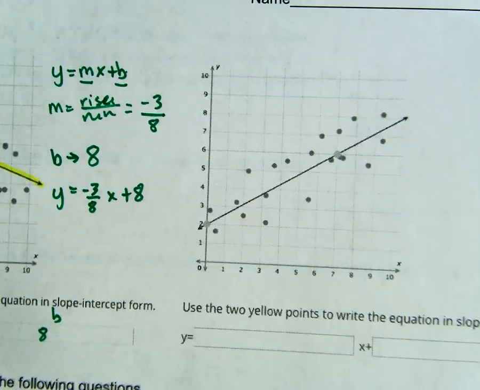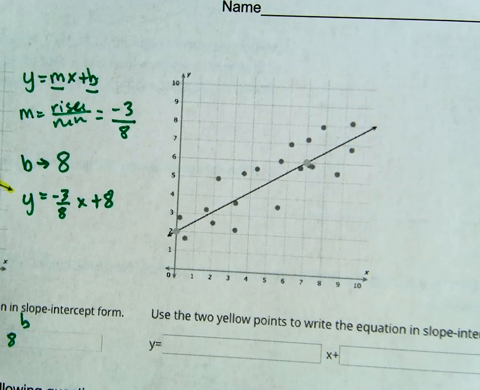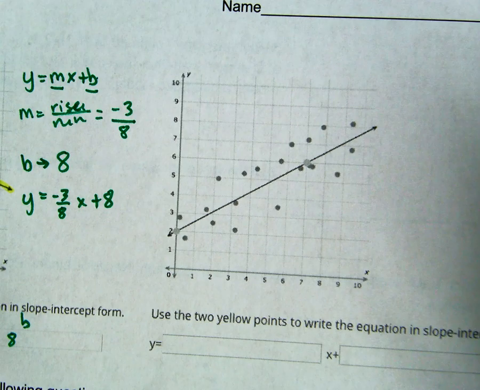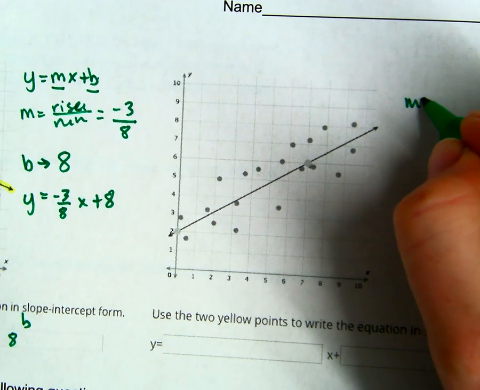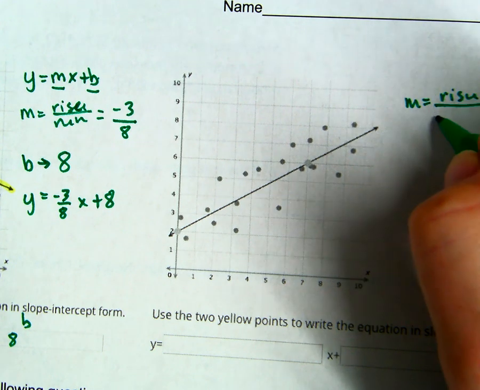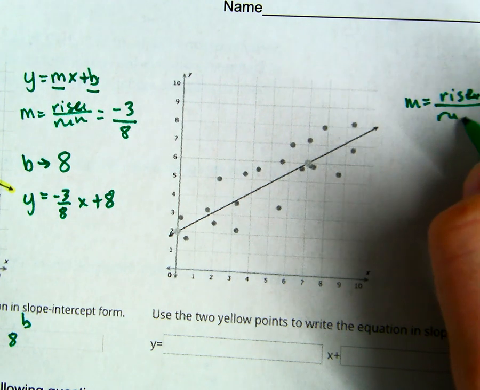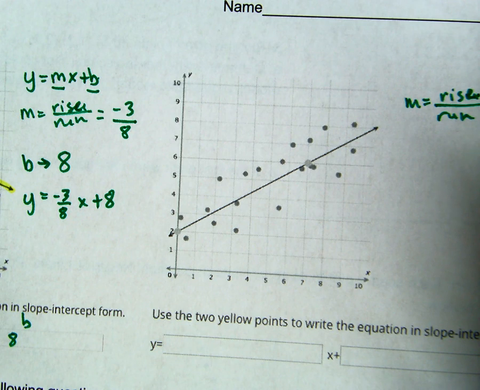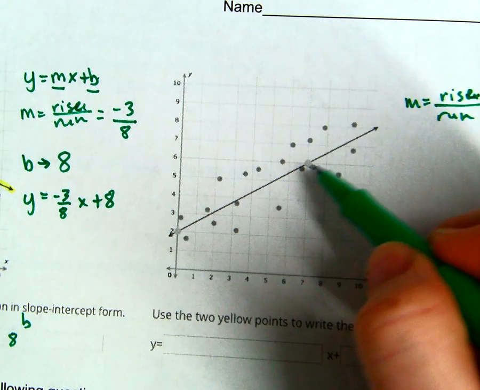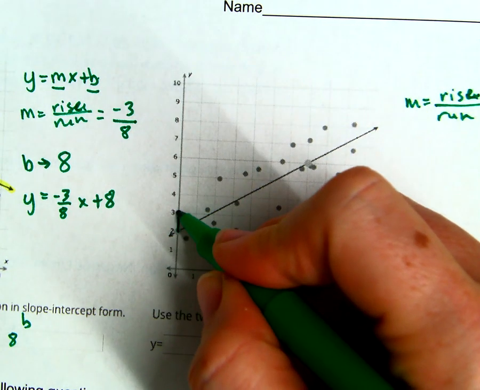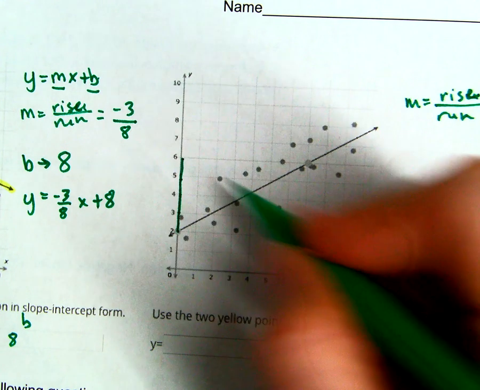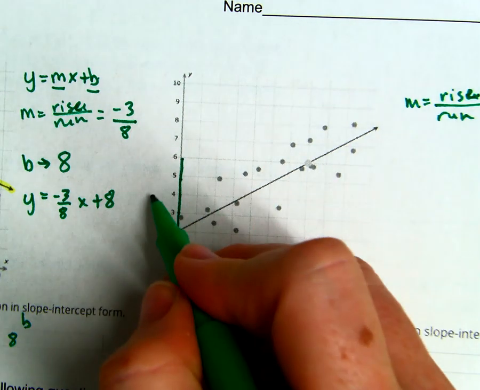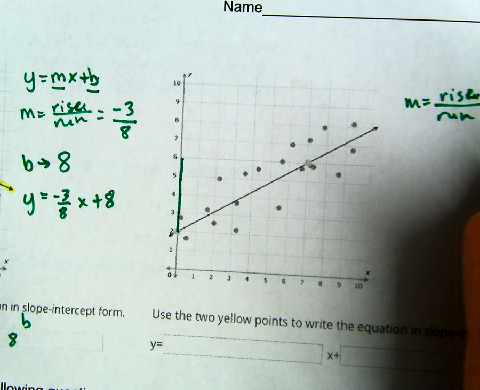All right, so let's do the same thing for the second one. And again, I can see 2 points to plot from, and so I'm just going to count to find rise over run. So m is rise over run. I'm going to go from point to point here. I'm going to count 1, 2, 3, 4. So I went up 4. So that means my rise is +4.